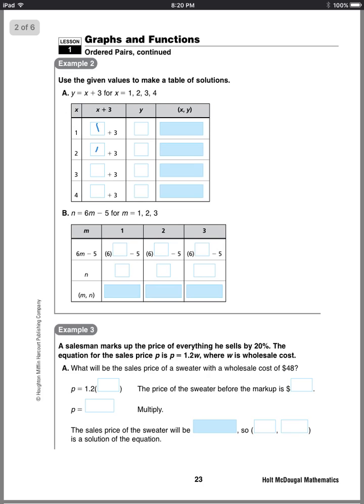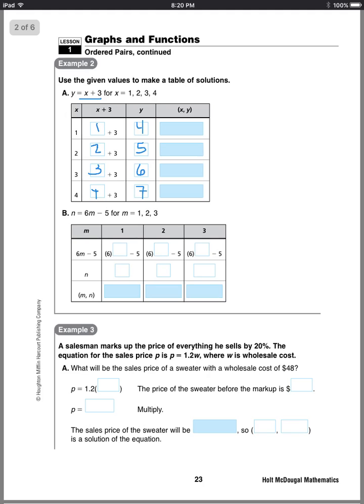You're going to put 2 in for x. You're going to put 3 in for x. And you're going to put 4 in for x. And for each one of those, you're going to add 3 to it because that's what the equation says to do right here. 1 plus 3 is 4. 2 plus 3 is 5. 3 plus 3 is 6. And 4 plus 3 is 7.